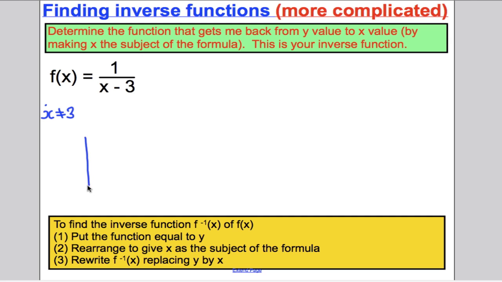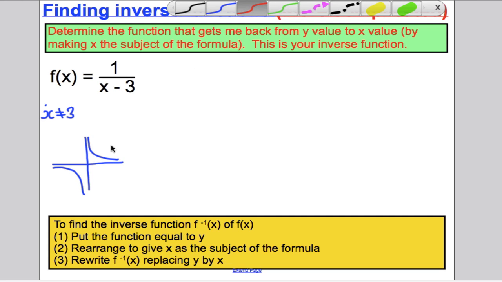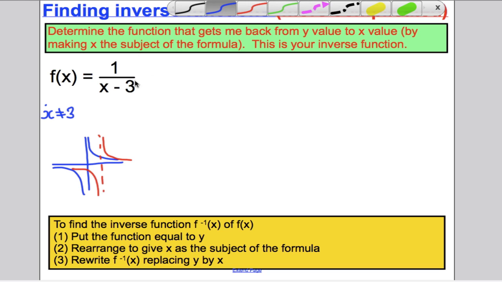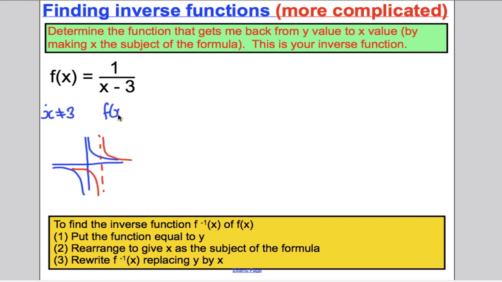What is the range? Well, you know 1 over x graphs look something like that, and 1 over x minus 3 is a shift 3 units to the right, so it would look something like this here. So what's the range? Well, the range is any real number apart from 0. So f of x can be anything, but f of x cannot equal 0.